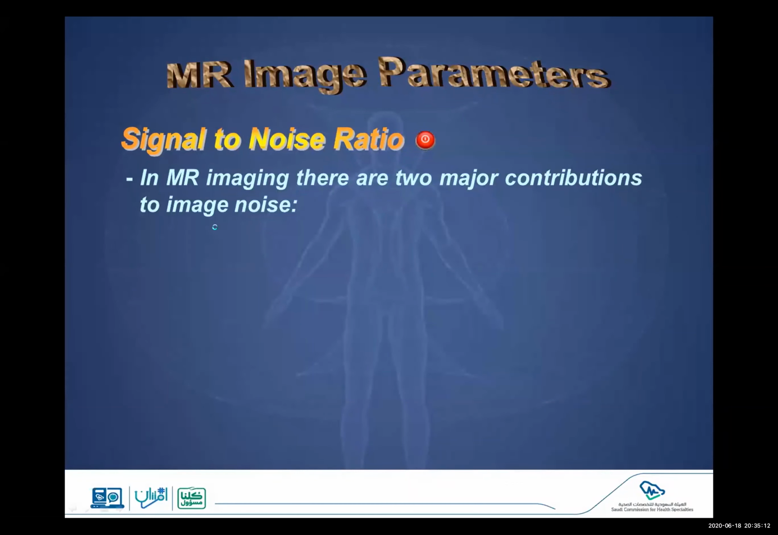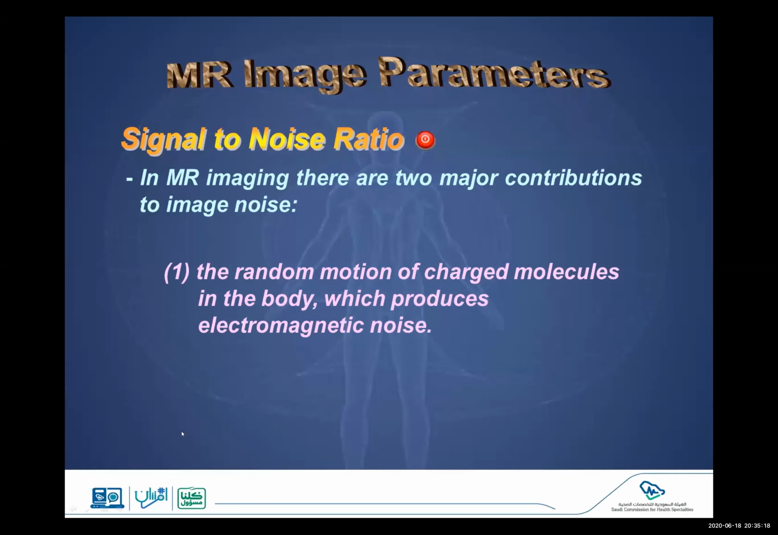So in MR imaging, there are two major contributions to image noise. First, the patient himself is the source of signal, but again, he is a source of noise. The random motion of charged molecules in our body produces electromagnetic noise, which we call Brownian motion. So electrons move in our body, and these tiny charges can be picked up by any antenna or coil.